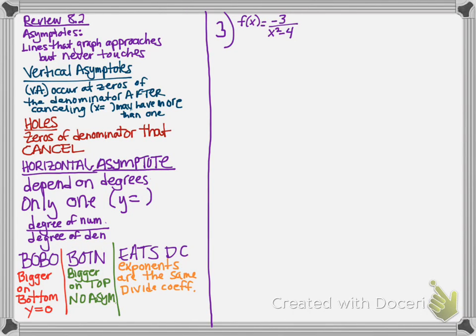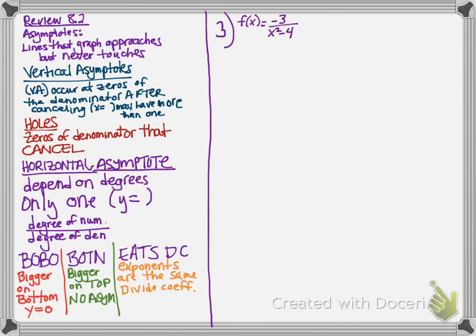Okay, here's a review of section 8.2: graphing these rational expressions, also finding all the asymptotes and holes, and even the domain of each one. Here's just a quick review on the left. Asymptotes are lines that the graph approaches but never touches. Vertical asymptotes occur at the zeros of the denominator after you've done all your canceling, and you may have more than one. Holes occur at the zeros of the denominator that actually cancel.